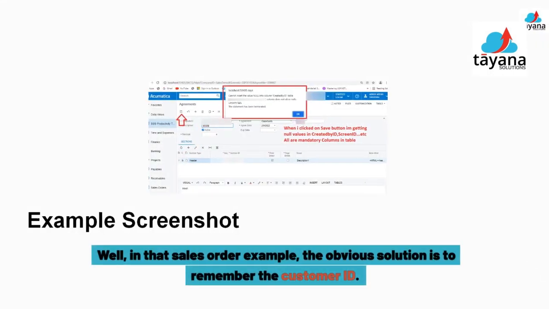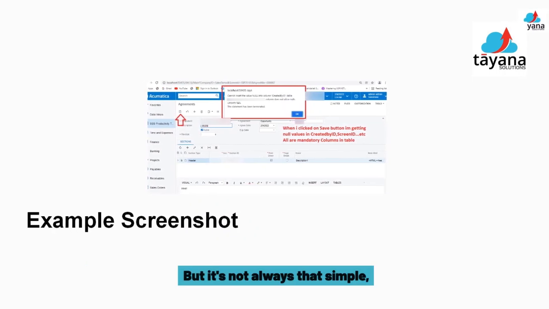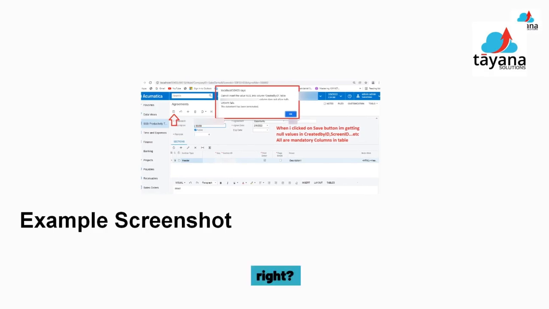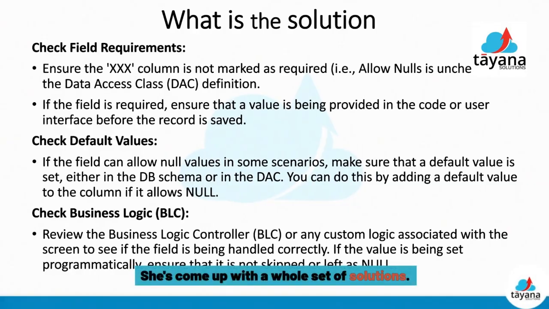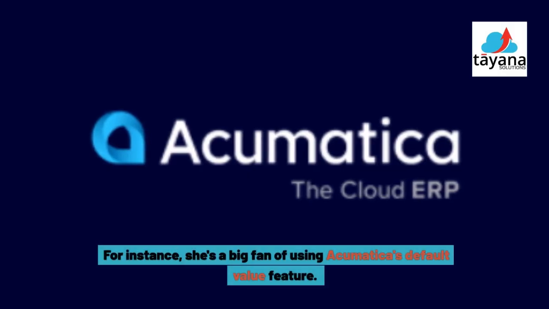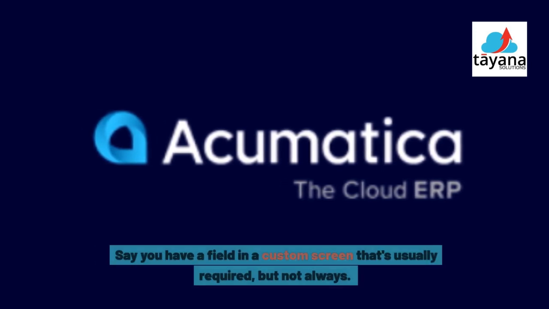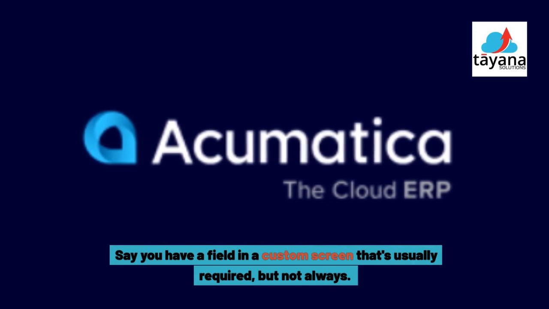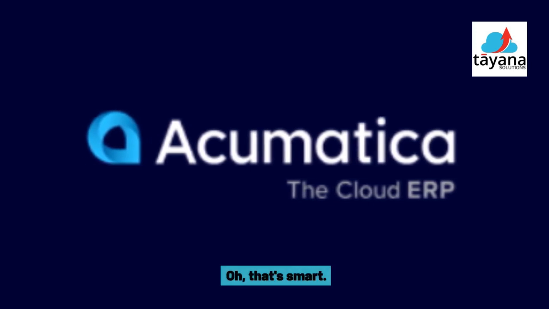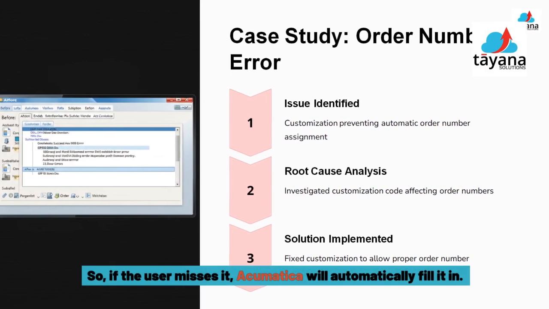Well, in that sales order example, the obvious solution is to remember the customer ID. But it's not always that simple. Right? Of course not. That's where someone like Farhana, with all her experience, can really help. Totally. She's come up with a whole set of solutions. For instance, she's a big fan of using Acumatica's default value feature. Say you have a field in a custom screen that's usually required, but not always, you can actually set a default value. Oh, that's smart. Right? So if the user misses it, Acumatica will automatically fill it in.